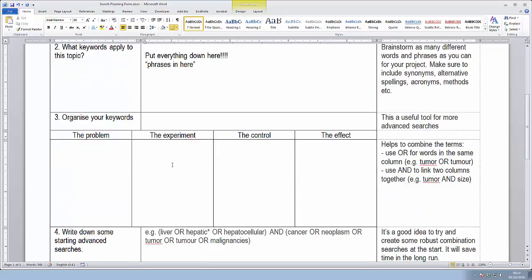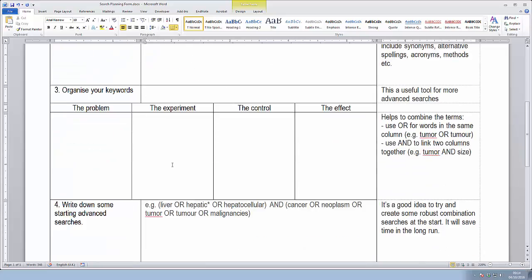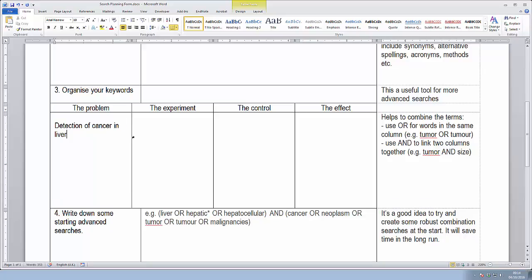The next step then is to actually organize those keywords. So you need to boil them down and structure them in such a way that you can understand really what you've got, what types of things you're looking for, etc., because this will help you frame your search strategy later on. So let's say the problem that we have is going to be the detection of cancer, okay, and we'll say in the liver, just so that we have something to work with.